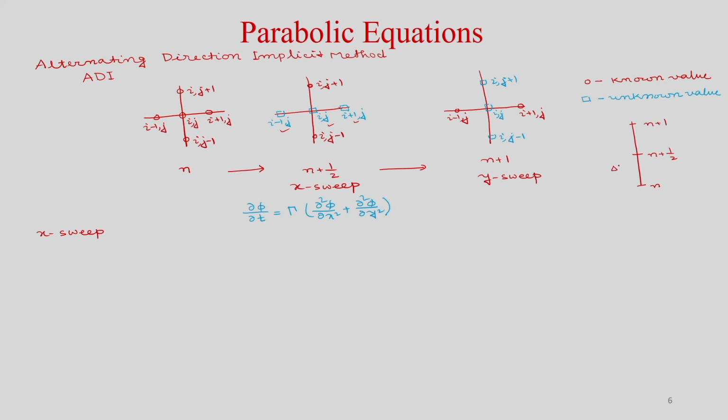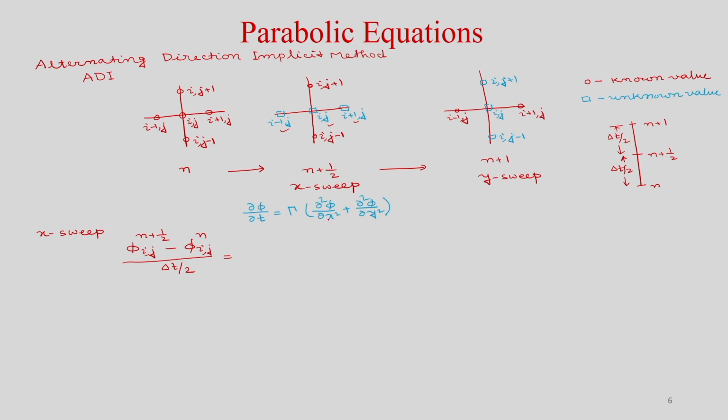So, obviously, this is your del t by 2 and this is your del t by 2. So, you are moving from n to n plus half with the time step size delta t by 2. For this equation, if you write, it will be phi I j at n plus half minus phi I j n divided by del t by 2.